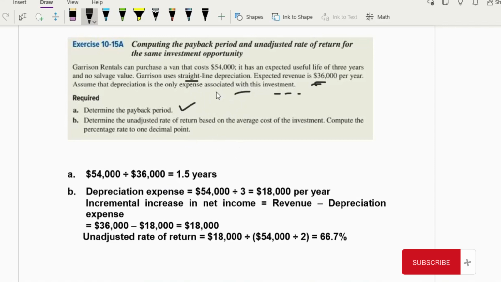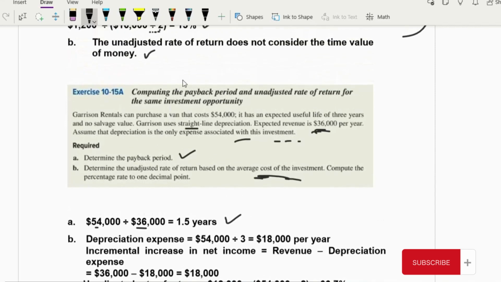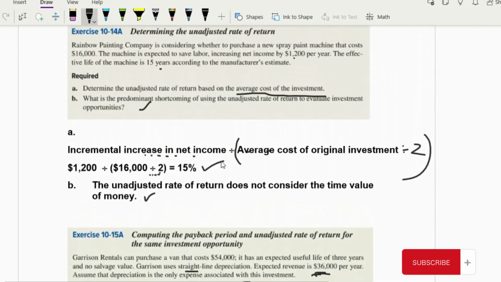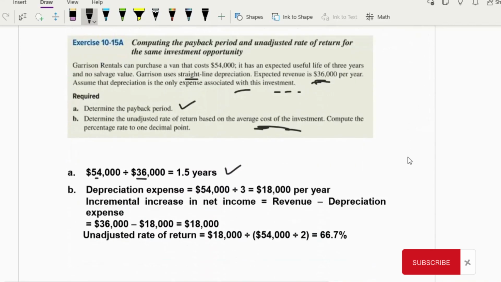So payback period is cost divided by the inflows which you are receiving. So cost is 54,000 and inflows are 36,000. So 1.5 year is the payback period. Determine the unadjusted rate of return based on, again, average cost of investment. So the formula we all know, let me just take you back. Incremental increase in net income divided by average cost of original investment. So how do we calculate average cost of original investment? That is cost of original investment divided by 2.